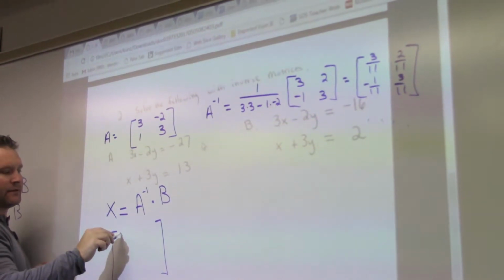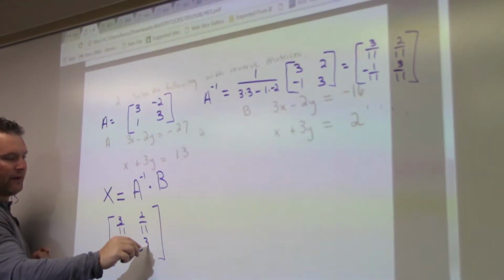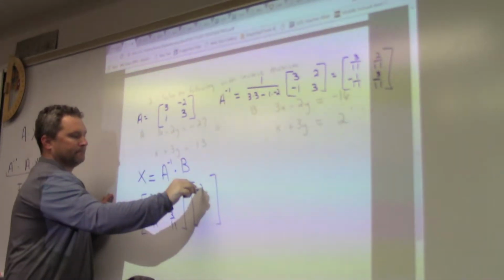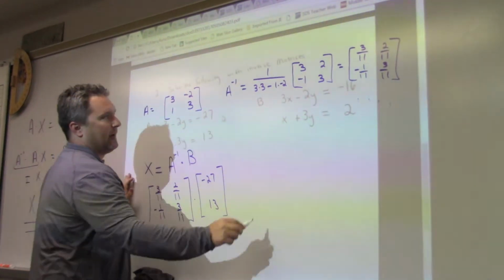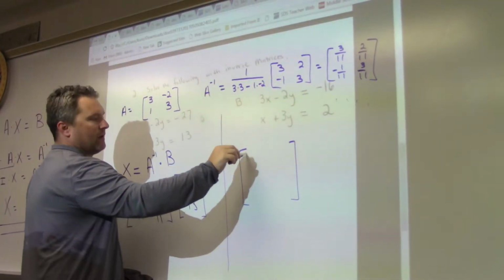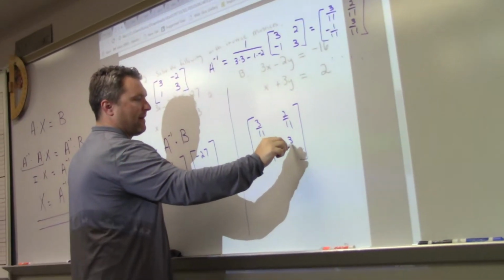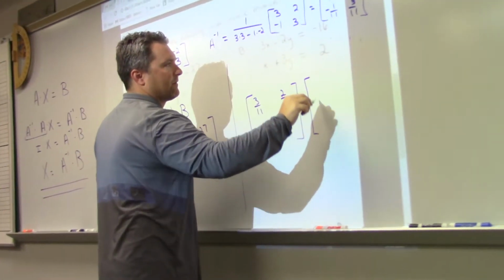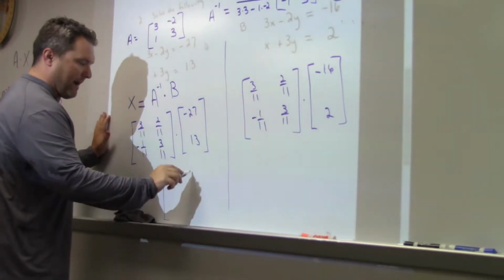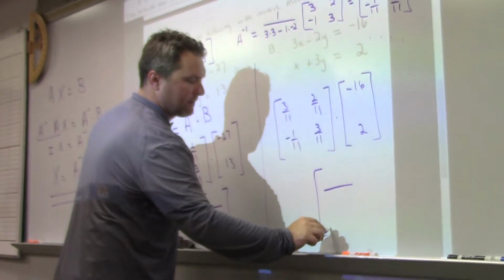So A inverse is the 3/11ths, 2/11ths, -1/11ths, and 3/11ths times what's B? Negative 27, 13. And over here, same A, so it's the same A inverse, 3/11ths, 2/11ths, -1/11ths, and 3/11ths times matrix B. On both of these, you're going to get a 1 by 2. This will be your X, this will be your Y.